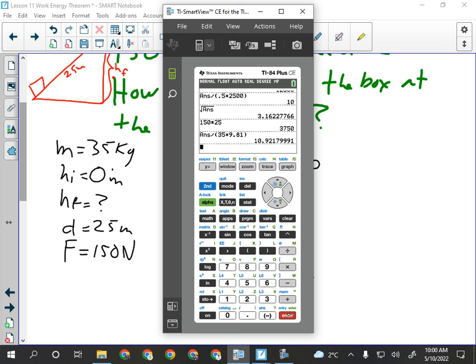Is this starting to make a little more sense? They're very patterned. If you can learn the pattern, you can do these.